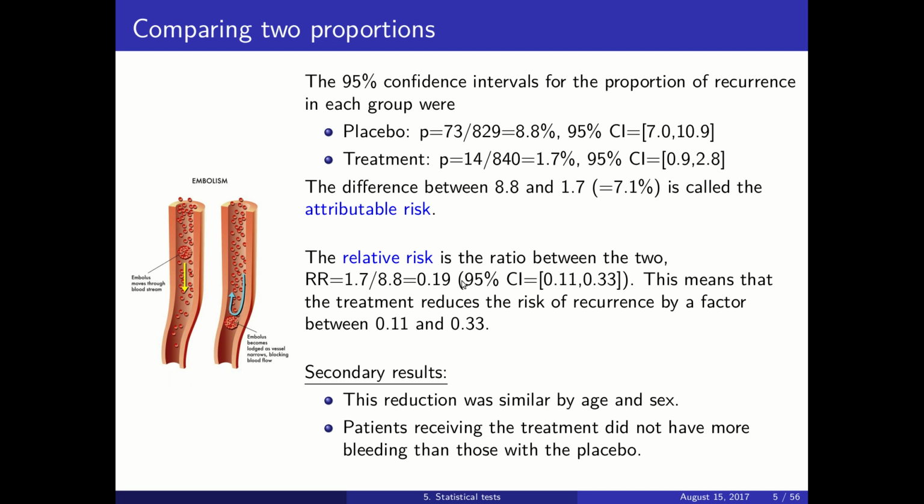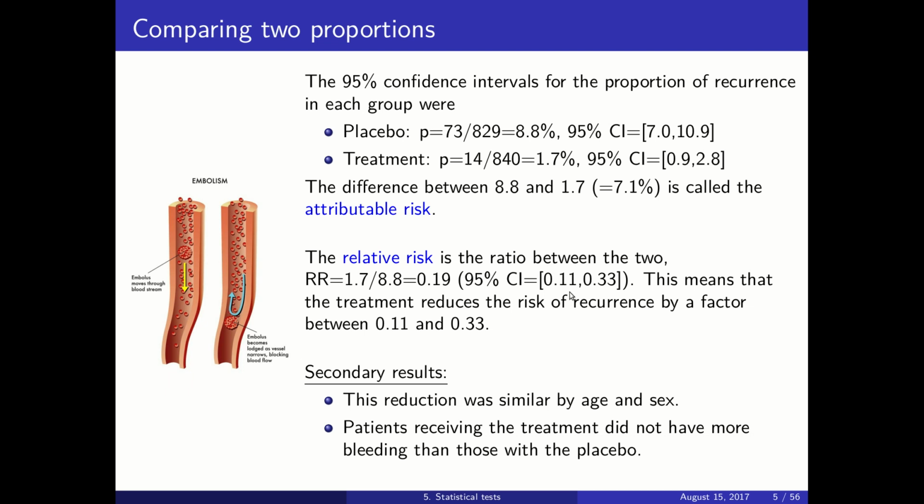And we can also put the confidence interval on this relative risk. So the confidence interval in this case goes from 0.11 to 0.33. So we have observed 5, so it is 5 times less common, but it could be somewhere between 9 times less common or 3 times less common.